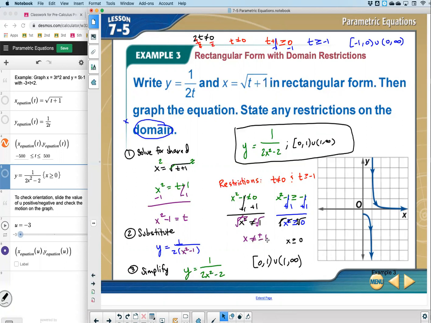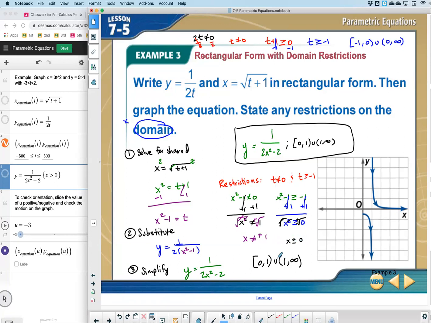Here they are in inequalities, except you don't need that -1 any longer, because again, the reason you don't have to say -1 right there is because this tells us x has to be greater than or equal to 0. So it can't equal +1, and x has got to be greater than or equal to 0.